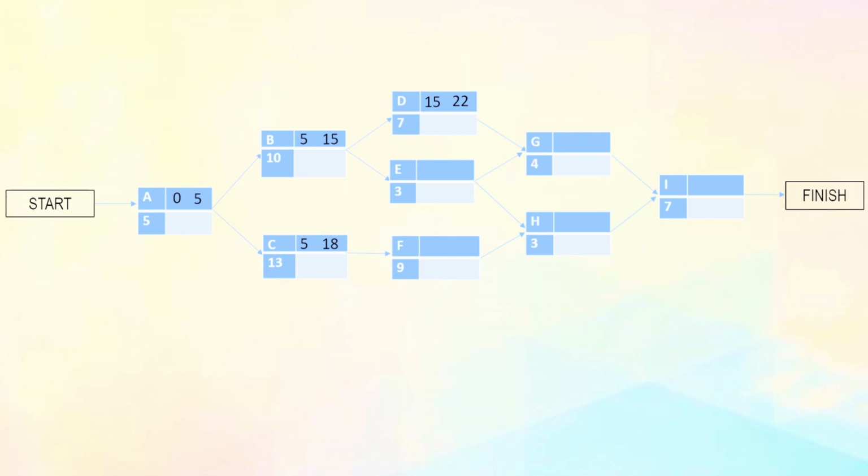For D, on the other hand, needs B to finish before it can start. Since the earliest finish time for B is 15, D needs B to finish in order to start. Then the earliest time D can start is 15. So D finishes at 7 plus 15, which gives 22. E has one predecessor, B, so it can start.